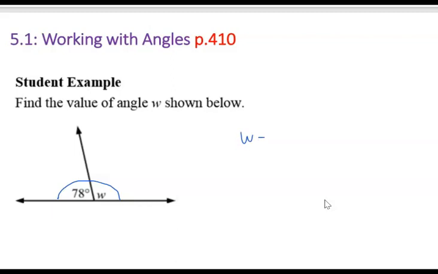So we can determine W by taking 180 and subtracting 78 from there. And we can see that W is an obtuse angle at 102 degrees because we understand they are supplements on a line forming a total of 180 degrees.